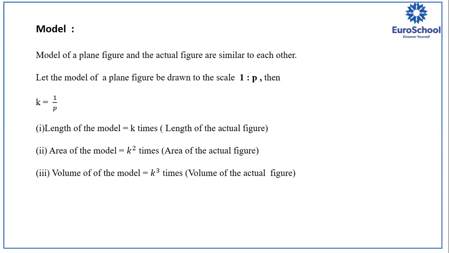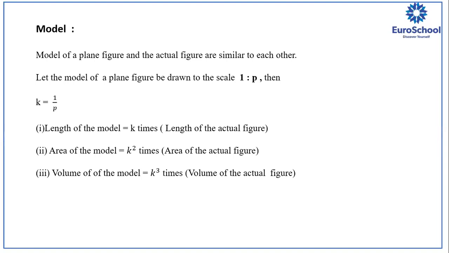Now, whenever we talk about the area of a model, it means we are finding area by multiplying two sides. If it's a triangular shape, we'll multiply base and height. If it's a rectangular shape, we'll multiply length and breadth. And if it's a square, we'll multiply two sides, squared. So every time we are multiplying two sides. Again, same concept: in the actual figure and in the model, both sides are reduced from actual to model. So we are multiplying with k square, that is the scale factor squared. And similarly, for volume, we multiply it by k cube.